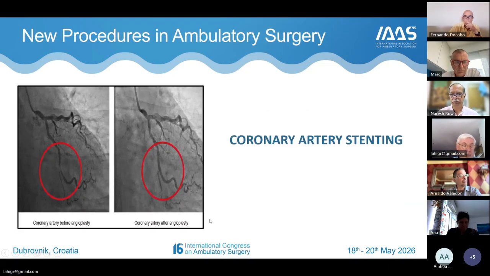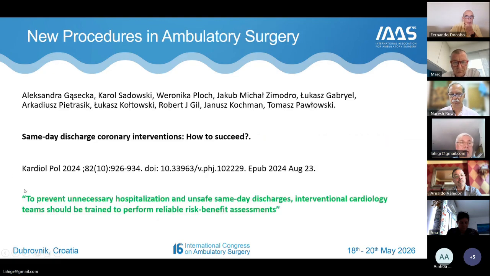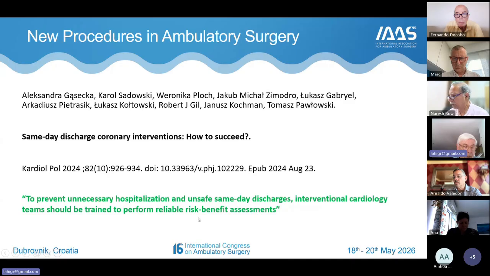A new one, coronary artery stenting, a very common procedure nowadays. Same-day discharge coronary intervention, how to succeed, to prevent unnecessary hospitalization and unsafe same-day discharge. Interventional cardiology teams should be trained to perform reliable risk-benefit assessments. So training of the teams is essential, and interventional cardiologists' skills are necessary.